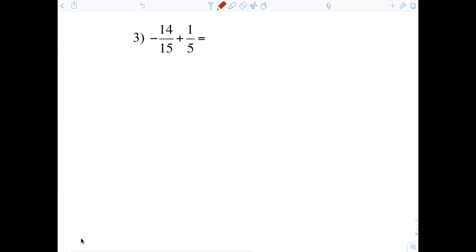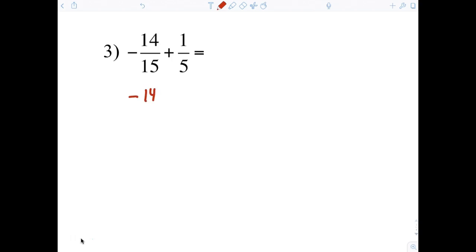Number 3. We have a negative and a positive, so are we going to add them or subtract them? Subtract. Definitely subtract. Common denominator? 15. So now I want you to write negative 14/15 plus 1/5 is how many 15ths? 3/15.